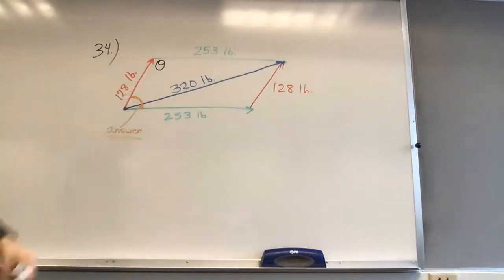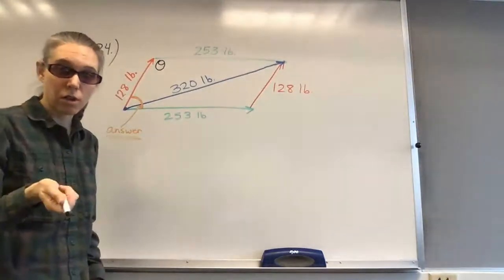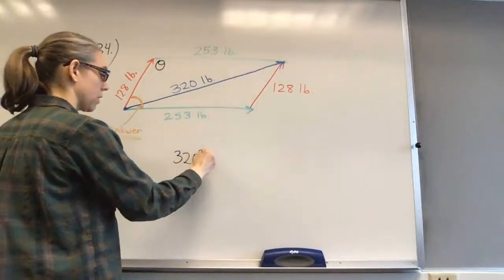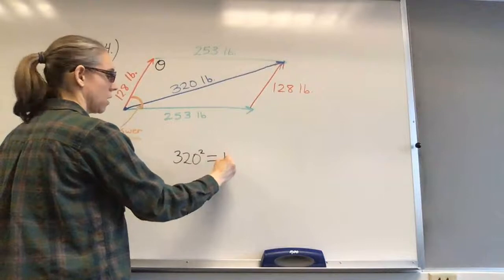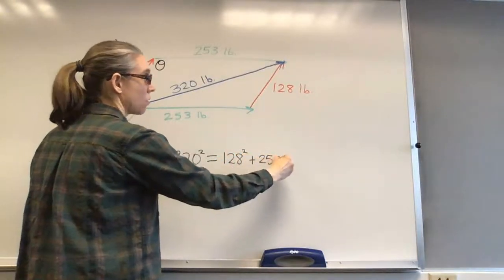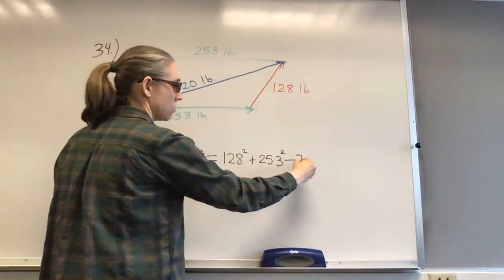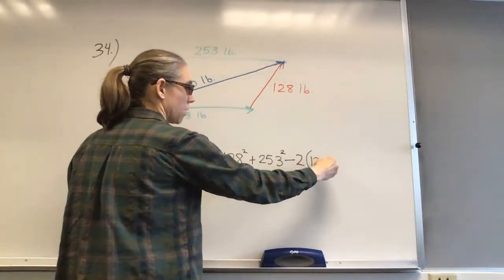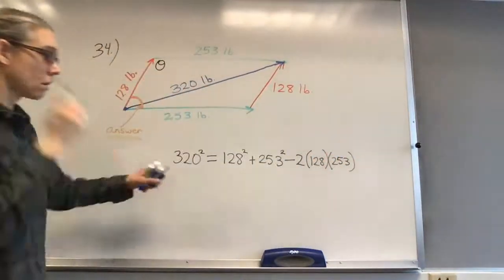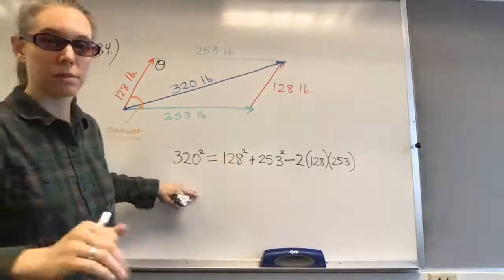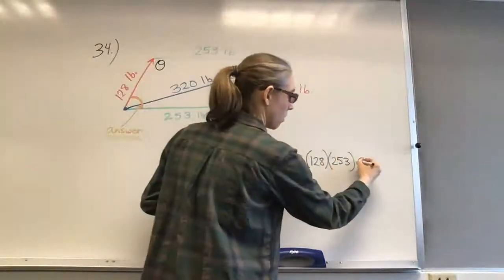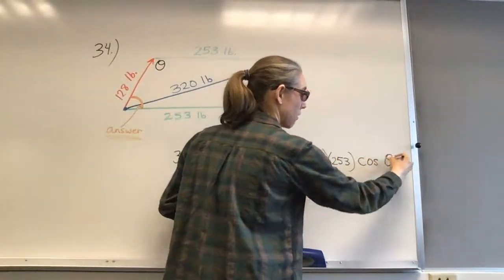This angle theta I can find using the law of cosines, right? So 320 squared is equal to 128 squared plus 253 squared minus 2 times 128 times 253, cosine of the angle opposite this side right here, and that would be theta. So cosine of theta.